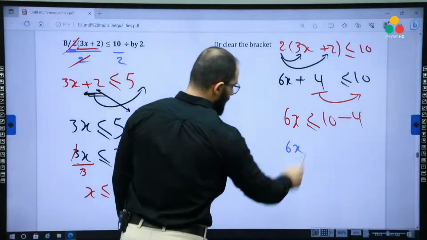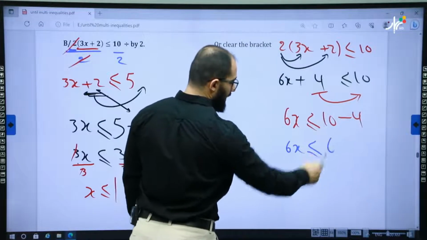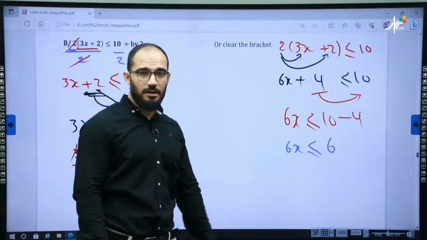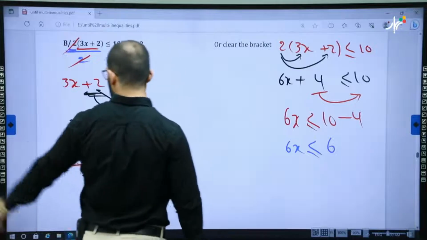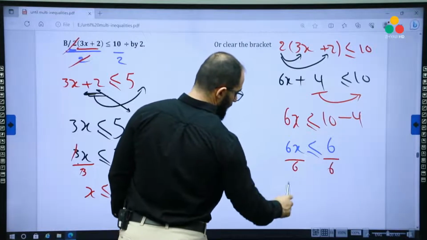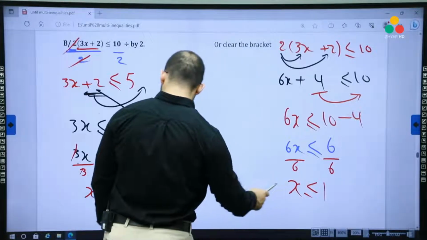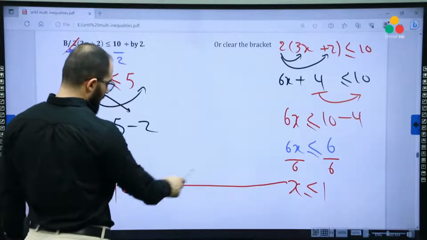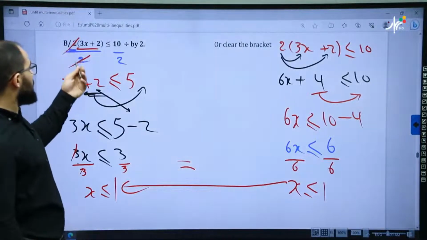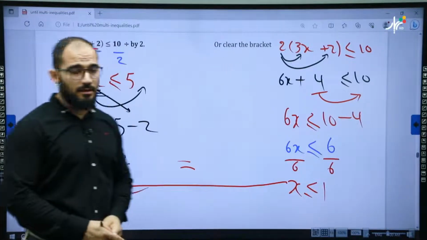After that, 6x less than or equal to 10 minus 4, which is 6. So right now we have a multiplication inequality. So divide by 6, divide by 6. So x less than or equal to 1. You can see that both of them have the same result. Either you divide it by 2 or clear the bracket, they have the same solution.